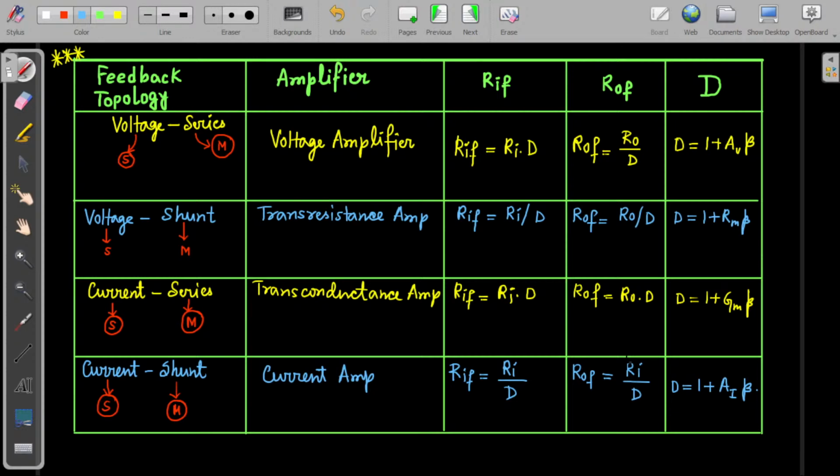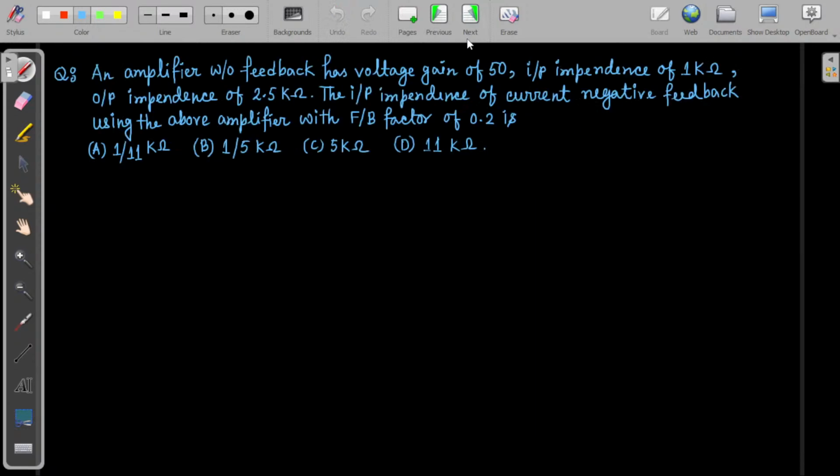Now let's go for होमवर्क. यहाँ पे एक होमवर्क है, सो ये होमवर्क आपको करना है. दिस इज द होमवर्क. ओके, एम्पलीफायर विदाउट फीडबैक गिवन है. इनपुट इम्पीडेंस, आउटपुट इम्पीडेंस, द इनपुट इम्पीडेंस ऑफ द करंट गेन, करंट नेगेटिव फीडबैक using the above amplifier with feedback factor. Okay, so this is all about the feedback amplifier.